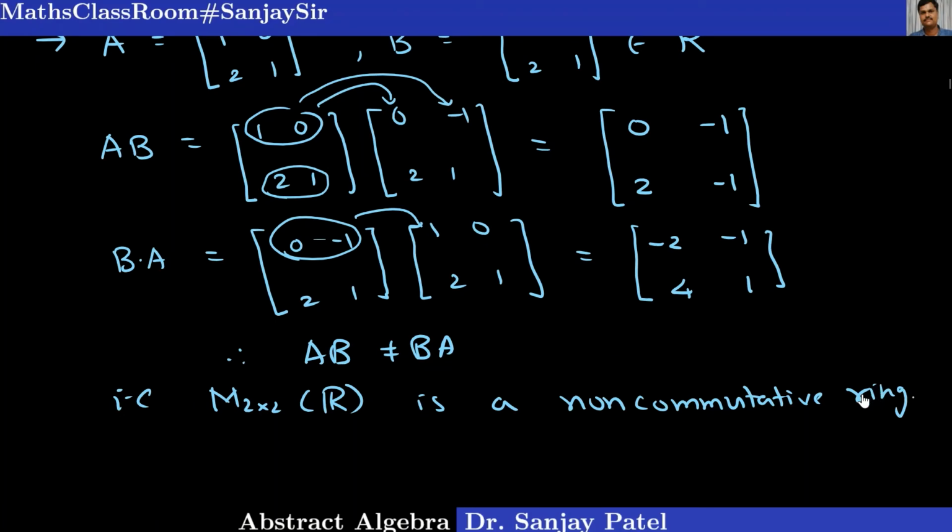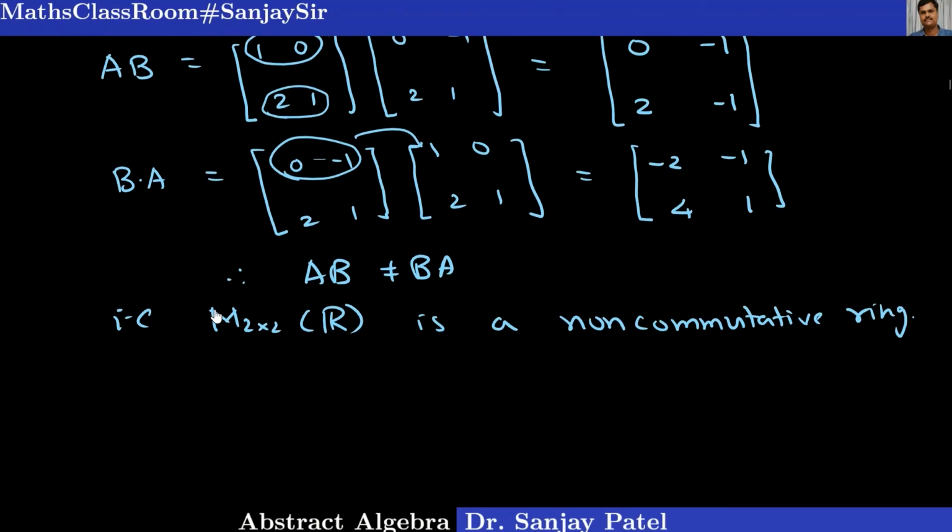Whenever you say something is true in mathematics, you must give a complete proof. But when you say something is not true, you must provide a counterexample or a particular example to show that for this particular case, this condition or this result is not satisfied. So we have taken these particular examples of matrices to show that this operation is not commutative. So this is a non-commutative ring. This is a very, very important thing.